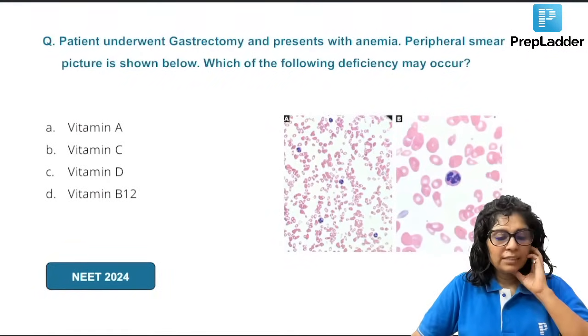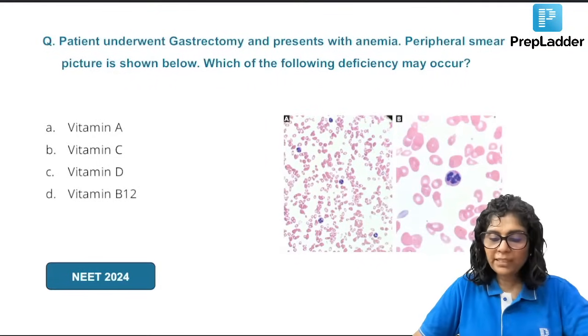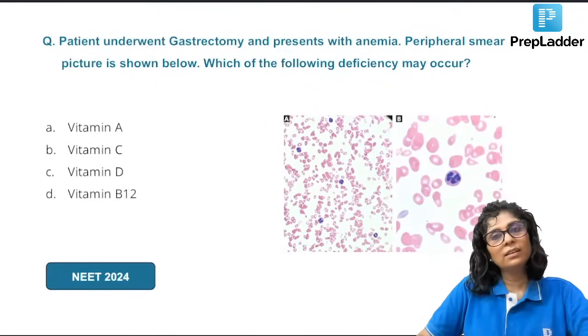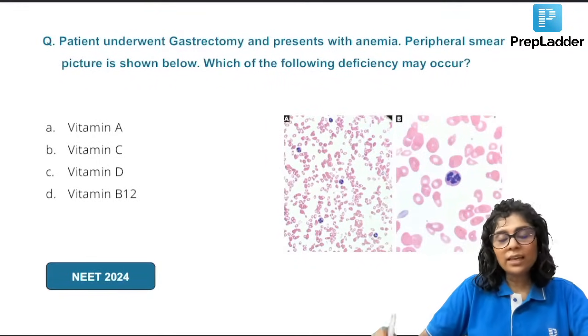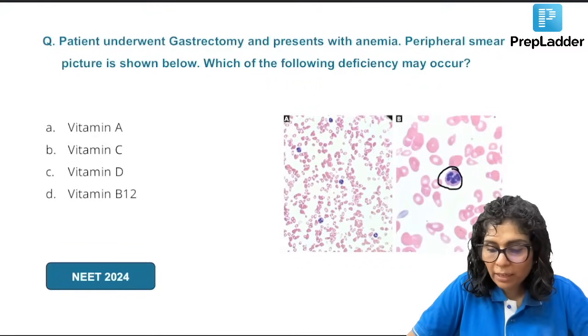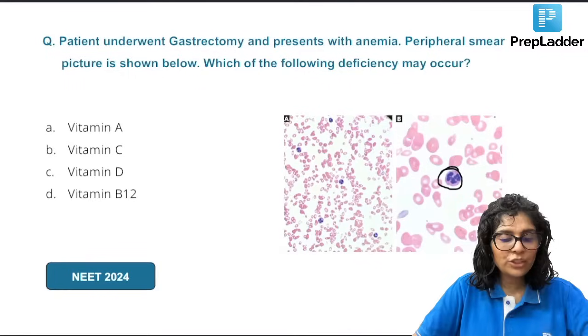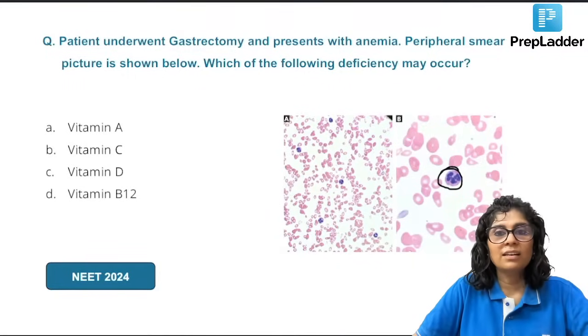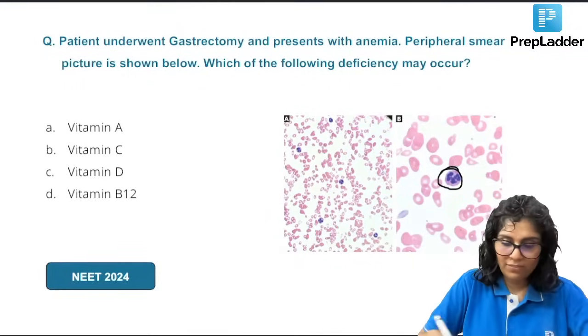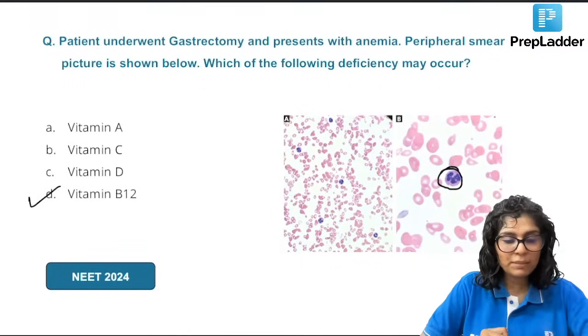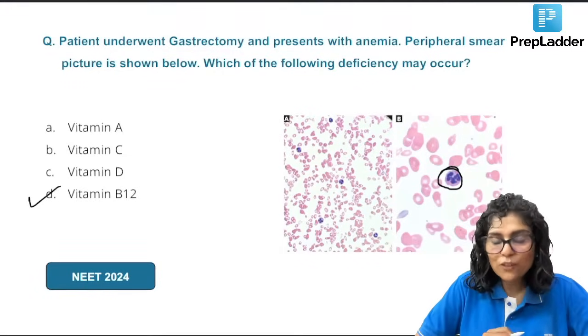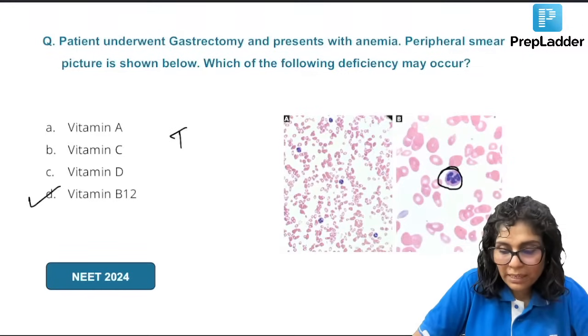Patient underwent gastrectomy and presents with anemia. After gastrectomy, anemia with hypersegmented neutrophils, right? Which of the following deficiency may occur? B12, right? What is the answer? It is B12. Yes, because following gastrectomy, what will be deficient?